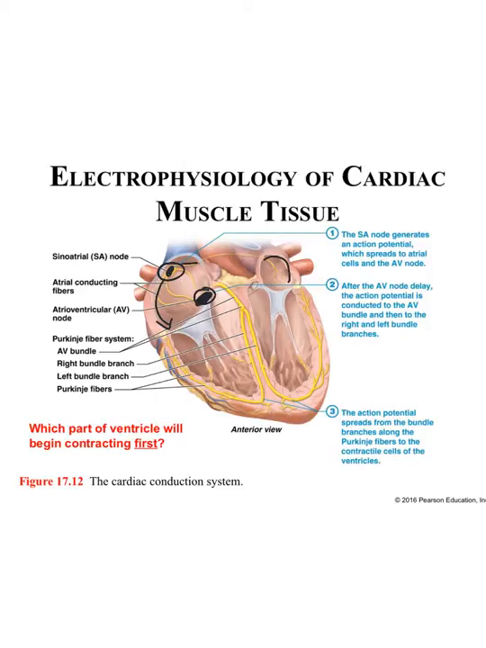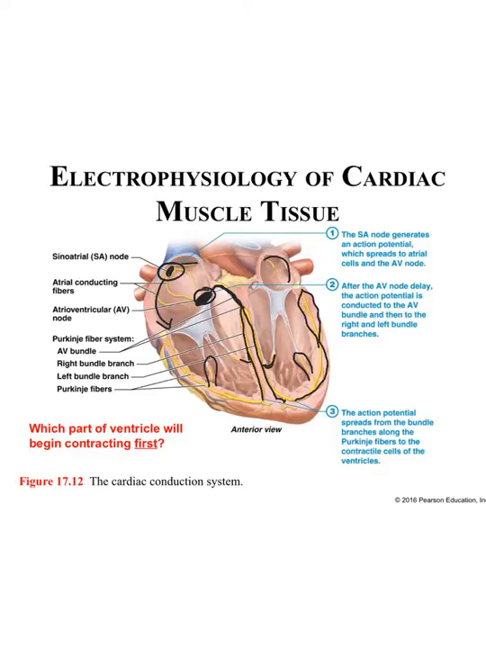After that small delay, the action potential will go down the AV bundle, or bundle of His, and then into your right and left bundle branches. Notice there are small bundle branches that go up into the papillary muscles there. Then starting at the apex of the heart, we start to call these Purkinje fibers, and Purkinje fibers will run in the papillary muscles as well.